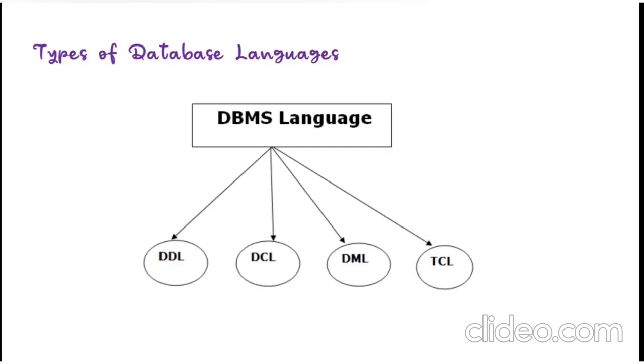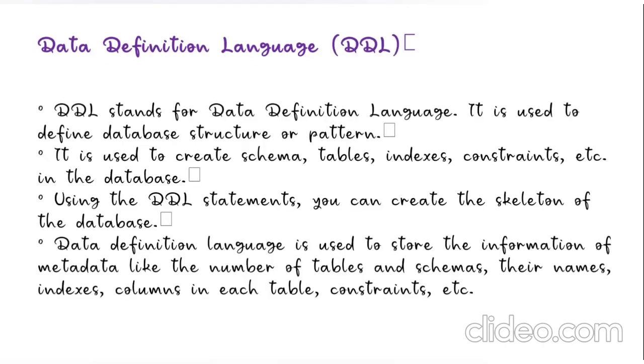So basically these database languages are of four types. They are DDL, DML, DCL and TCL. Number one is DDL. DDL stands for Data Definition Language. It is used to define a database structure or a pattern, and it is also used to create schema, tables, indexes, constraints, etc. in the database.